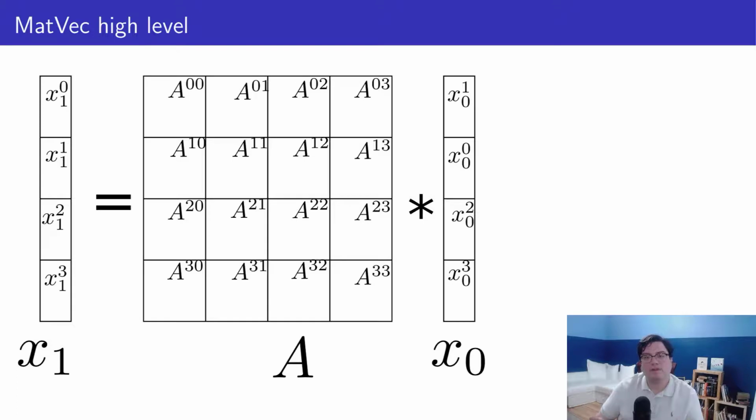We will number the processors based on which row and column they are. So, the processor holding the top left corner of the matrix is 0, 0. And in this case, the processor holding the top right block of the matrix is 0, 3.